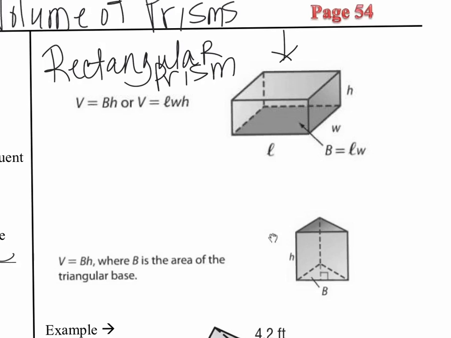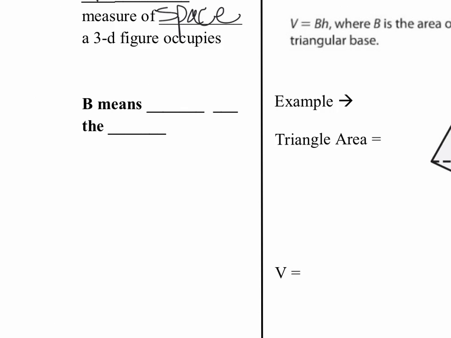And the formula for finding it is V equal big BH, or the volume is the length times width times height. Big B means area of the base.